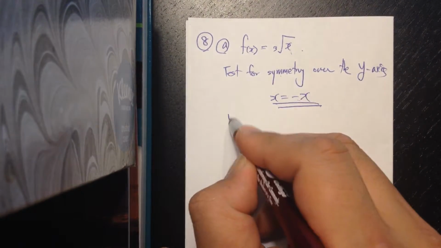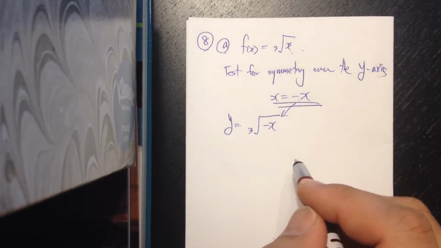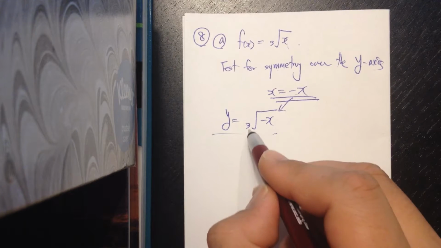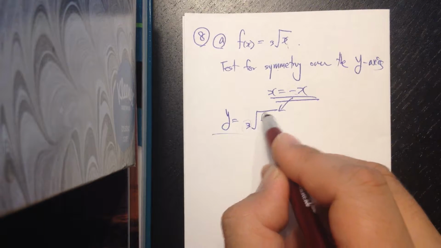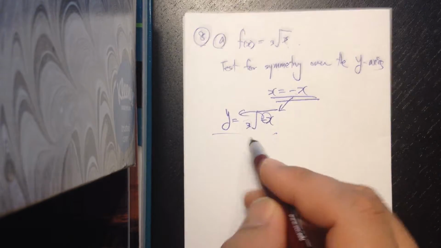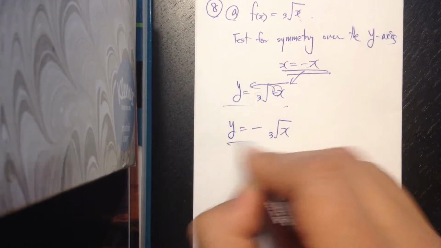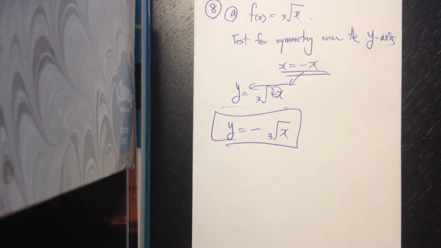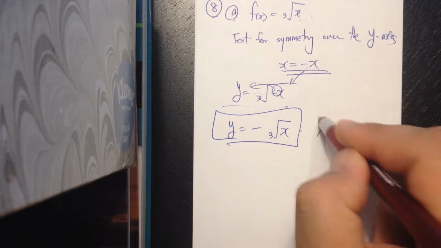Okay, so let's see. Y equals 3. Now I'm going to substitute. And obviously, when we have an odd index number here, that means we could pull out the negative outside. So there we got a completely different function, as you could see. So it failed the test.